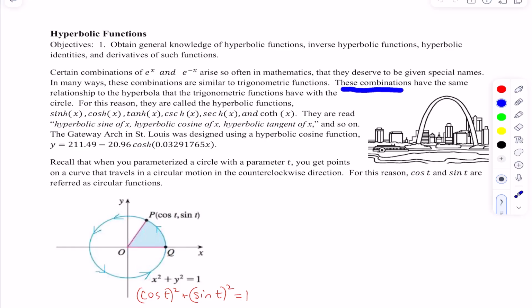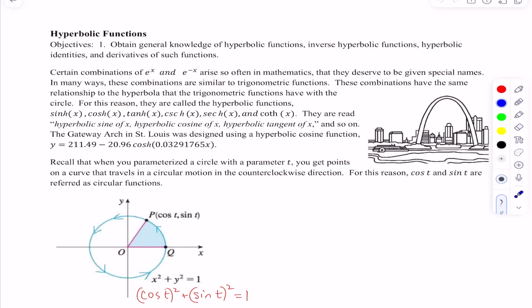These combinations of exponential functions have the same relationship as a hyperbola. For this reason, they are called hyperbolic functions. Hyperbolic sine of x, hyperbolic cosine of x, hyperbolic tangent of x, and so on. The Gateway Arch in St. Louis was designed using a hyperbolic function.